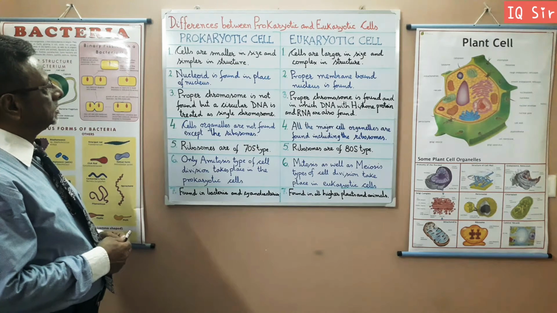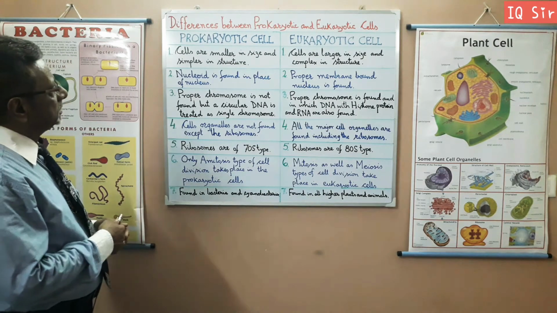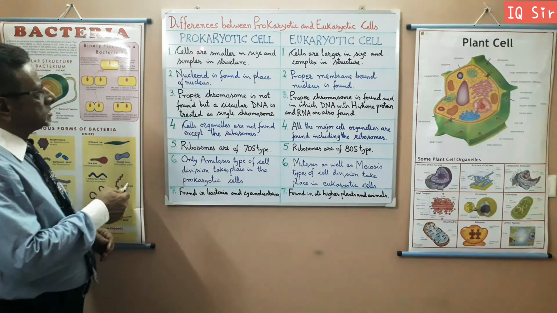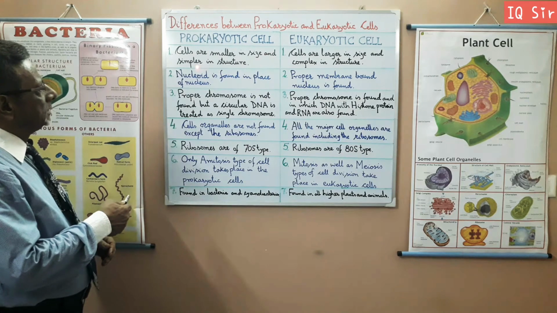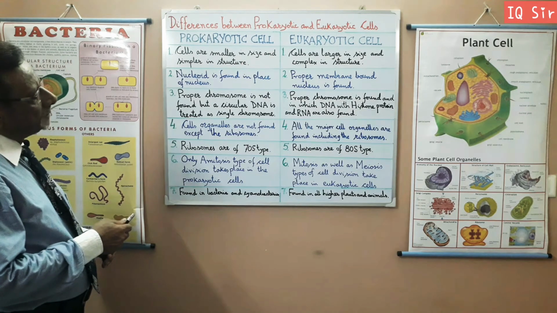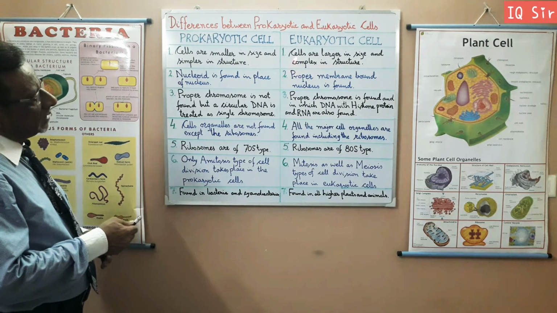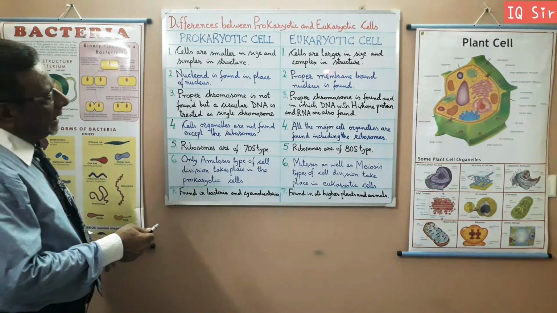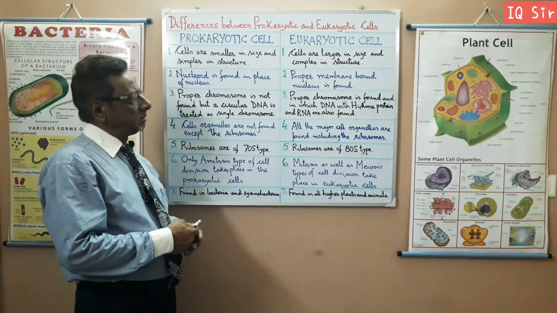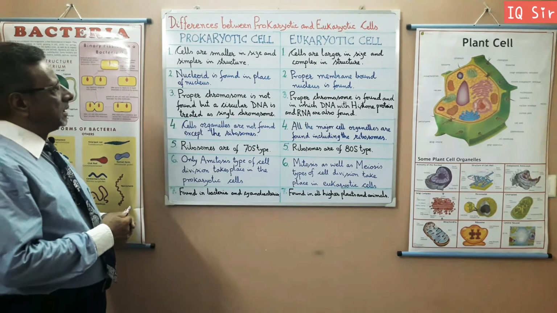So you can see the first difference is that prokaryotic cells are small in size and simpler in structure, while eukaryotic cells are large in size and complex in structure. Okay? It is clear.